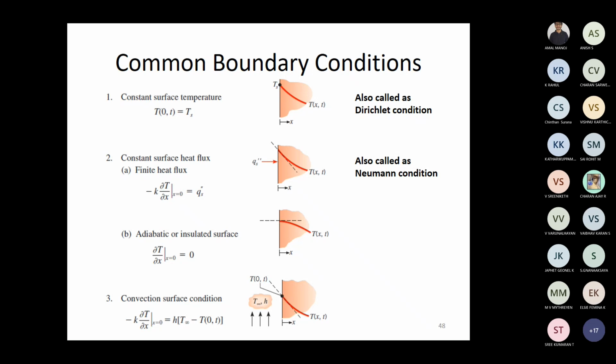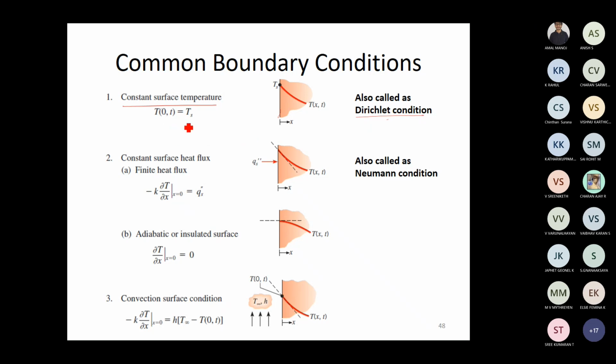So in this particular slide, you are seeing some possible boundary conditions. The most common, or the simplest, boundary condition is called the constant surface temperature boundary condition. That means in an object where you are trying to find the temperature distribution, you know the temperature of one surface, let us say this surface is given. That's the simplest one. Let us say this temperature is 100 degrees Celsius or 50 degrees Celsius. So this is called the constant surface temperature condition, and in heat transfer language, it is called the Dirichlet boundary condition, named after a person.